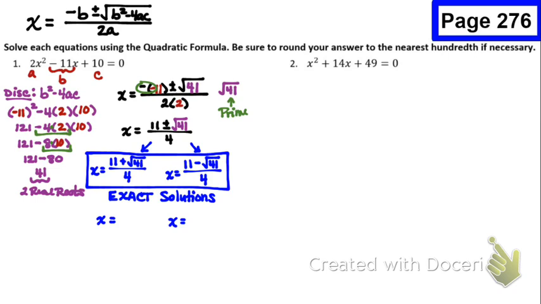Fraction key. Up in the numerator, what are we putting in? 11 plus. To get the radical, you push that green second key, and then the x squared button. That's what will make the radical pop up.